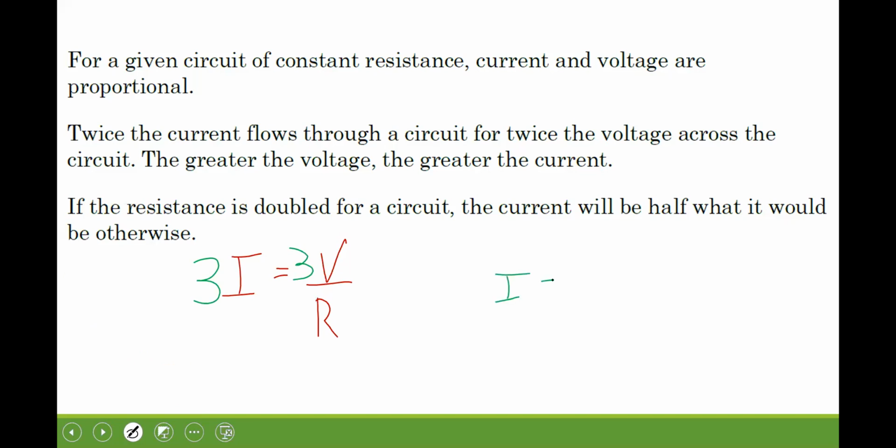But if you triple the resistance, what will happen with the current? Look here, it is 1 over 3. Imagine it like 1 over 3. So it will be a third of the value. So if you increase the resistance, the current will decrease. Is it clear?